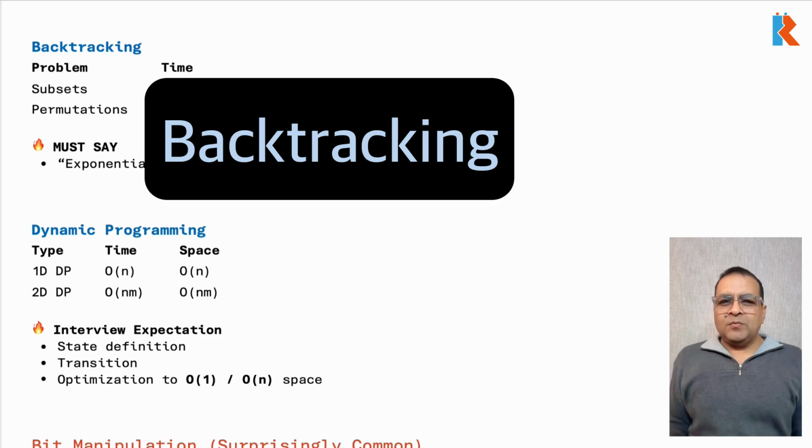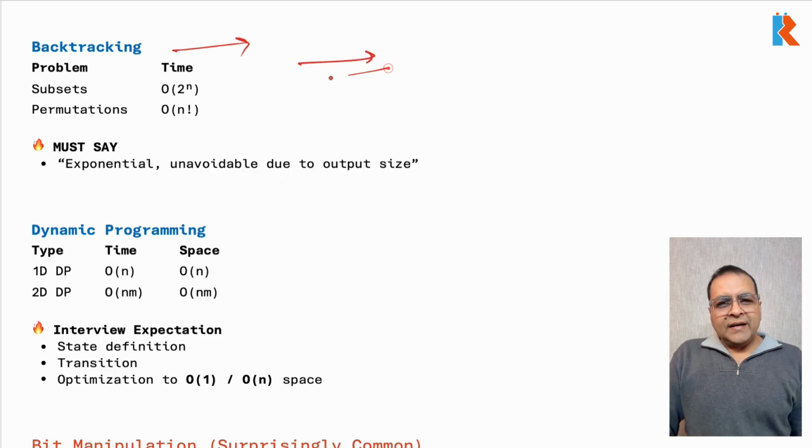Backtracking is another way of problem solving where we move forward and then come back. The typical implementation of backtracking algorithms is using recursion, and in some cases the time complexity can go up to exponential time complexity.